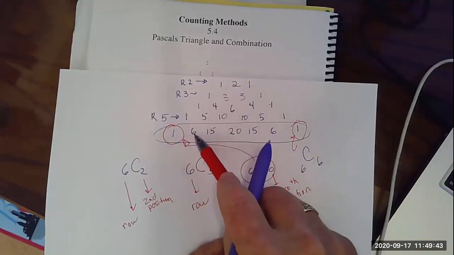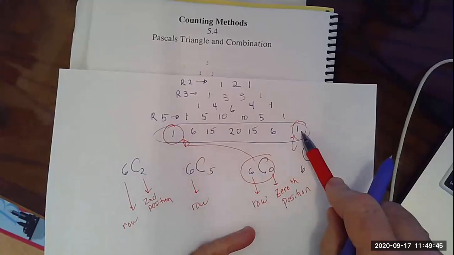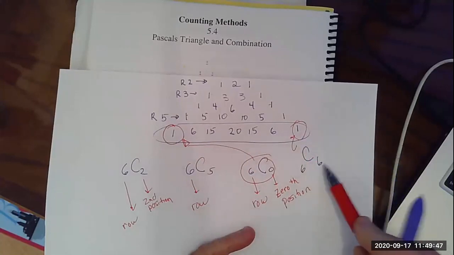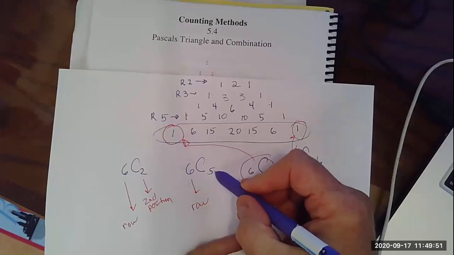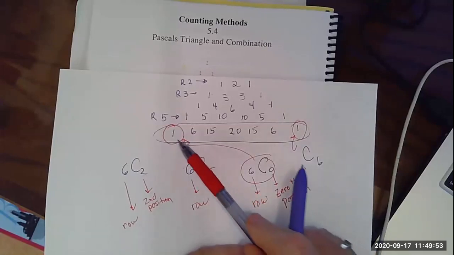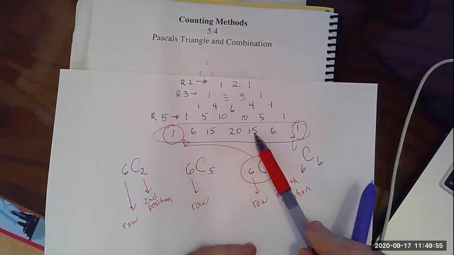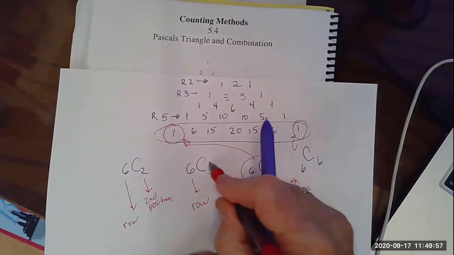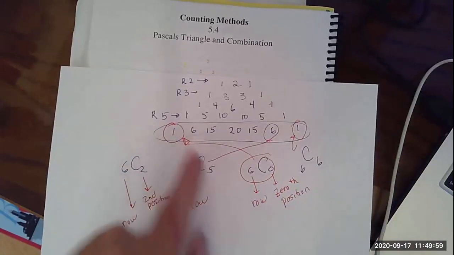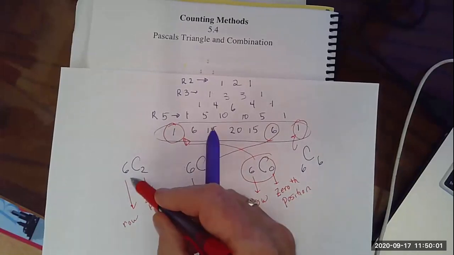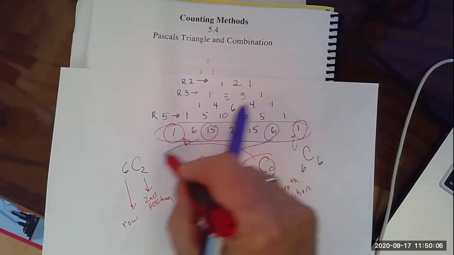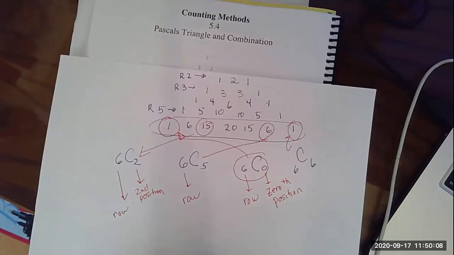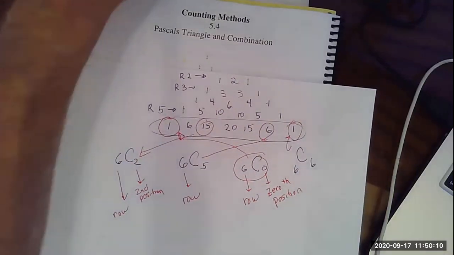0th, first, second, third, fourth, fifth, sixth. Oh, that ends at 6. So 6 choose 5. 0, 1, 2, 3, 4, 5. So this one is that 6, not that 6, that 6. And 6 choose 2 is 0, 1, 2. So that's this one here. Interesting. I think that's interesting.